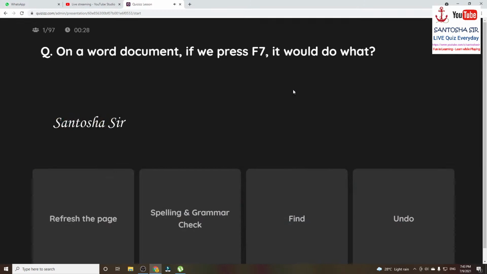On a Word document, if we press F7, it would do what? Would that rephrase the page, or it would check the spelling and grammar, or it will find something for you, or it will undo your action? What happens?